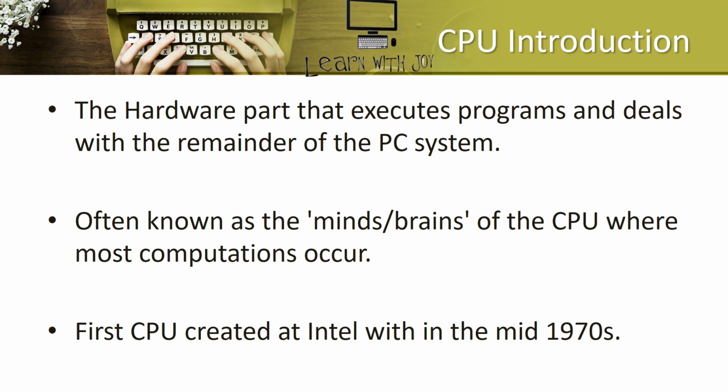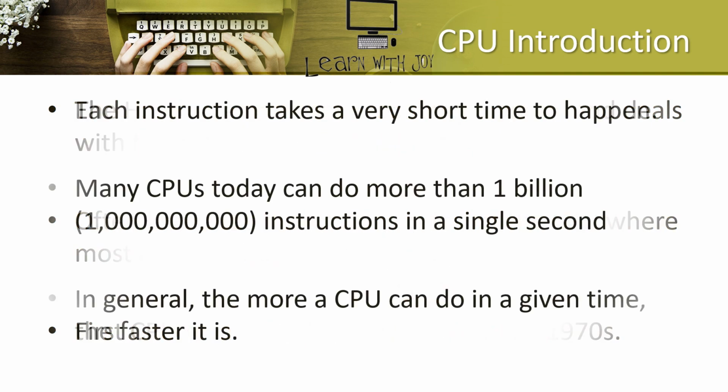The CPU is the hardware part that executes programs and deals with the remainder of the PC system. Often known as the brains of the computer, it is where most computations occur. The first CPU was created at Intel in the mid-1970s. Each instruction takes a very short time to happen. Many CPUs today can do more than 1 billion instructions in a single second. In general, the more a CPU can do in a given time, the faster it is.